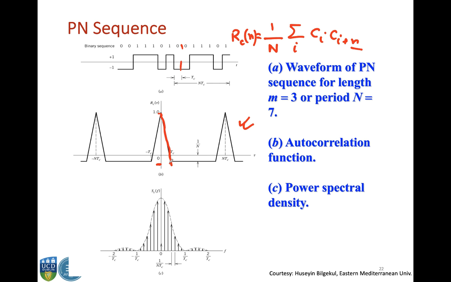Then from TC to n minus 1 TC, the value is minus 1 by n. So this is minus 1 by n, or in other words, this width is 1 over n, where n is the period of the PN sequence, and then again it repeats. At n TC, you will again find a sharp peak like this, and then it's a periodic autocorrelation function.